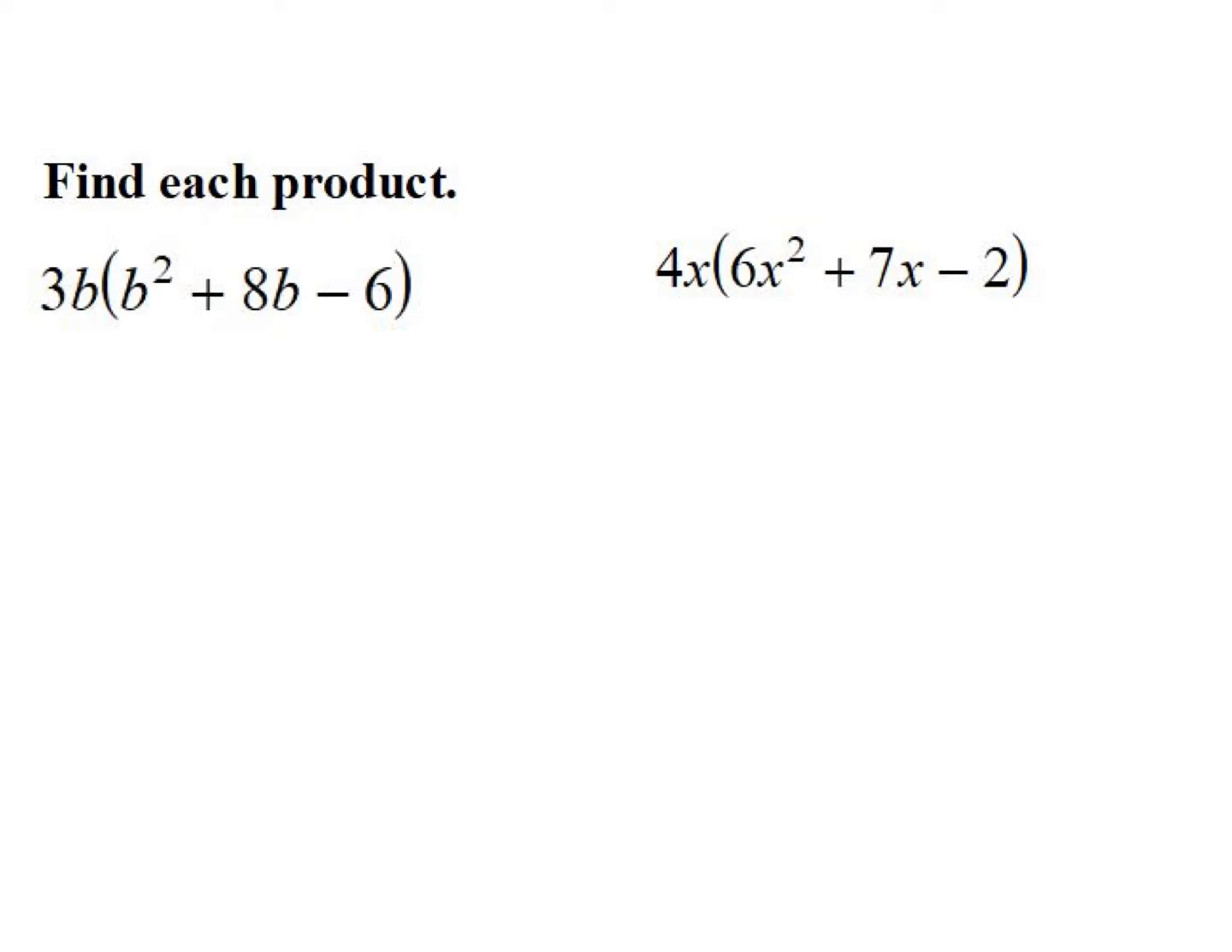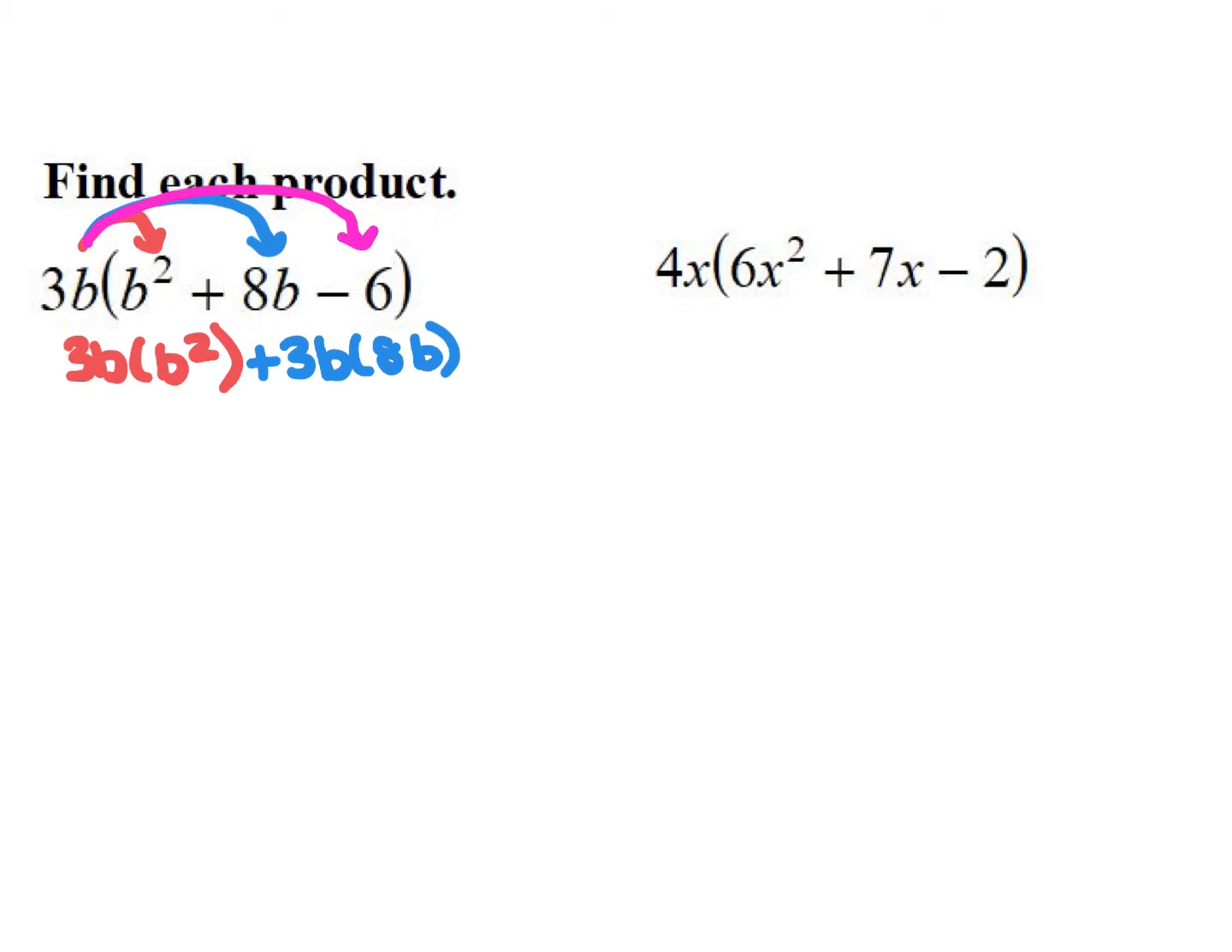So if I start by distributing the 3b, I multiply 3b times b squared. Then I distribute the 3b to the 8b, so it's plus 3b times 8b. And then I multiply the 3b times the minus 6. So you have plus 3b times negative 6.